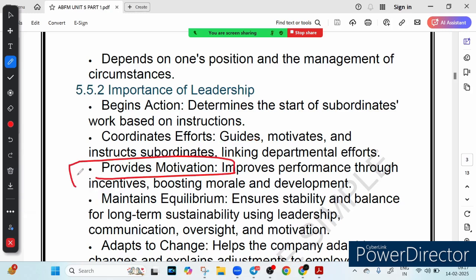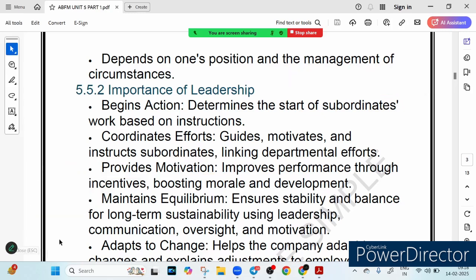The third is called leadership provides motivation. Would you work harder if your boss recognized your effort and rewarded you? Of course. A great leader knows how to keep employees engaged through incentive, praise, and career growth opportunity. The clear equation is, happy employee means productive employee. So that is called provide motivation.